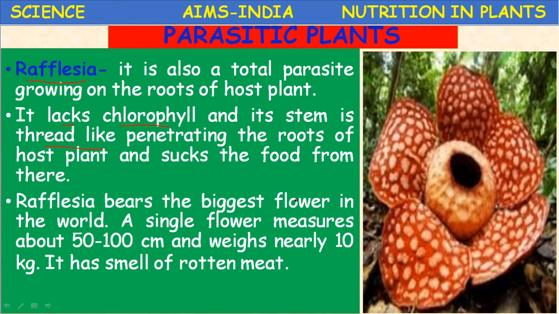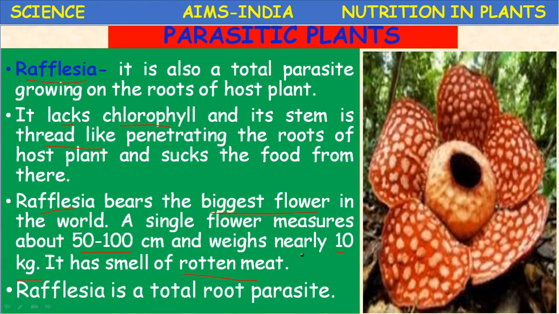It is one of the largest. This Rafflesia bears the biggest flower in the world. A single flower measures about 50 to 100 centimeters, very big in size, and it weighs about 10 kg. It has a smell of rotten meat. So Rafflesia is a total root parasite.